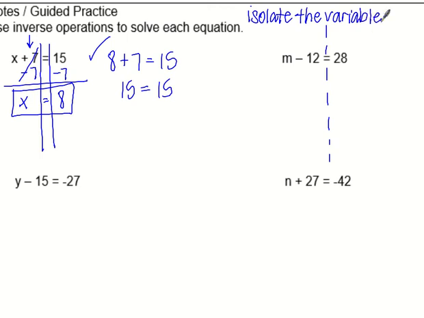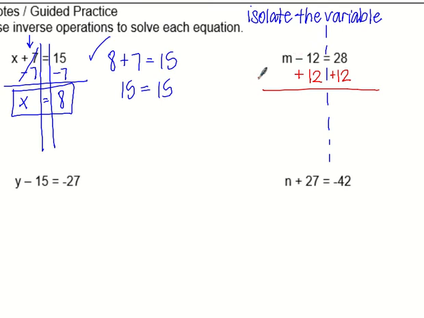Okay, and then Ms. Talati said you have to keep it balanced, so whatever you do to one side, you do the other. So I need to use my inverse operations to get rid of this minus 12. I want to get rid of minus 12 so that m is all by itself. So to get rid of a minus 12, I would add 12, okay? If I add 12 to the left side of the equal sign, I have to also add 12 to the right. So what you do to one side, you have to do to the other.